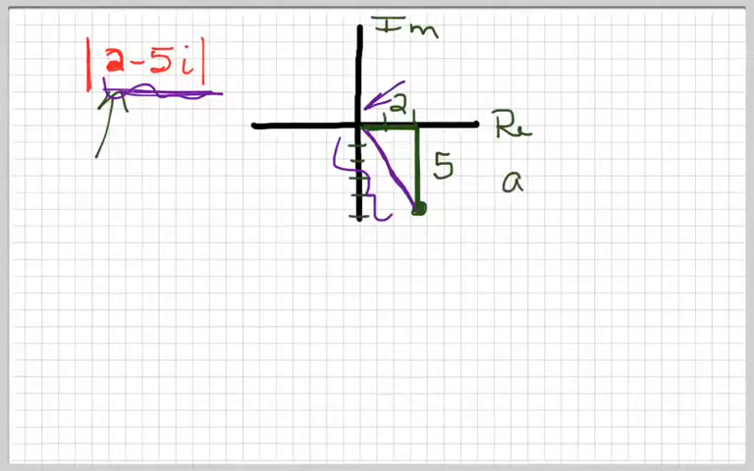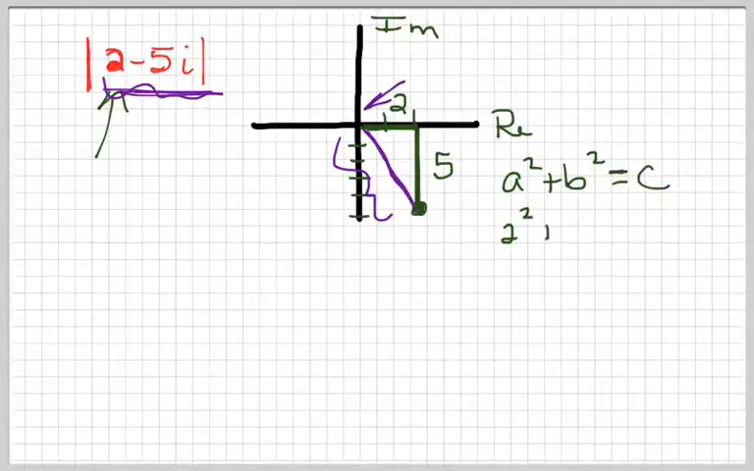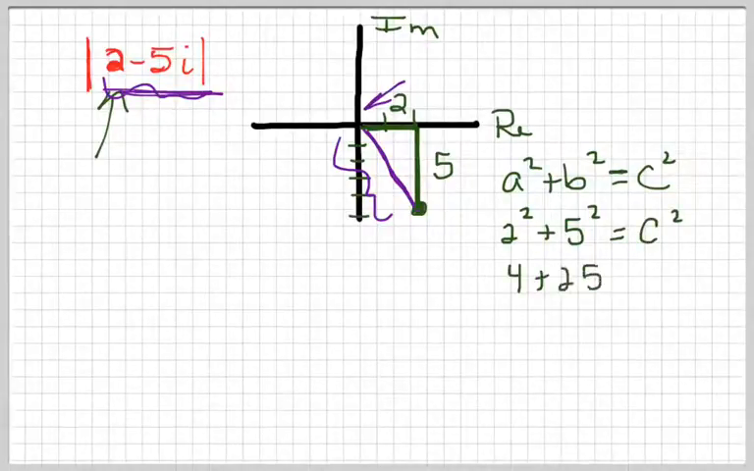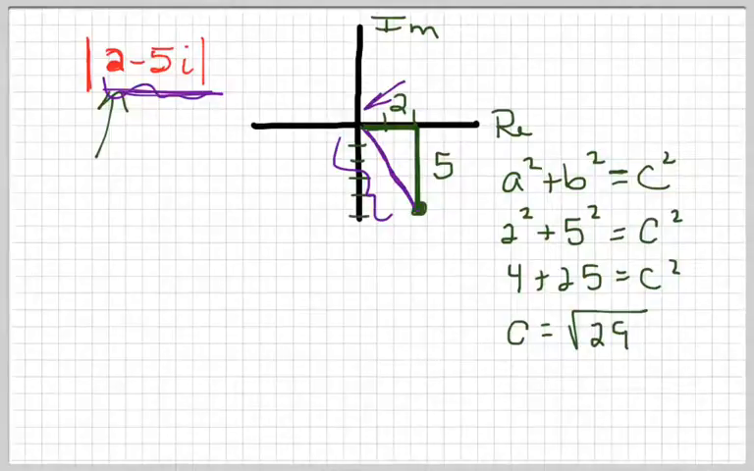So we use a squared plus b squared equals c squared. A and b are the legs. Doesn't matter whether you put 2 for a or 2 for b, 2 is b and 5 is a. C squared up there. And so we just do the math. 4 plus 25 equals c squared. And so c is, we have to square root both sides, and that's root 29. 4 plus 25. So this side right here, that hypotenuse, is root 29 long.